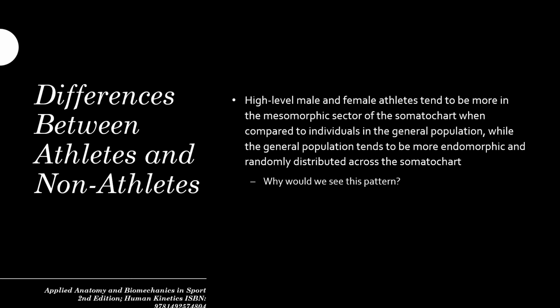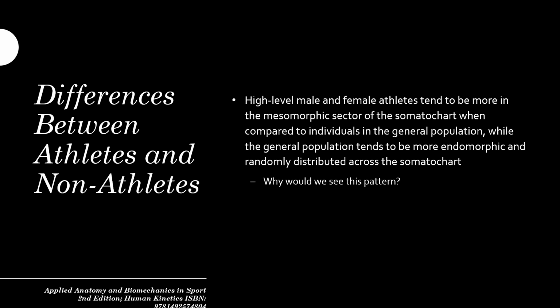Next, we need to know the differences between athletes and non-athletes and their somatotypes. So we know high-level male and female athletes tend to be more mesomorphic, so they tend to have more muscle mass on that section of the somatochart when compared to individuals of the general population, while the general population tends to be more endomorphic and is randomly distributed across the somatochart.